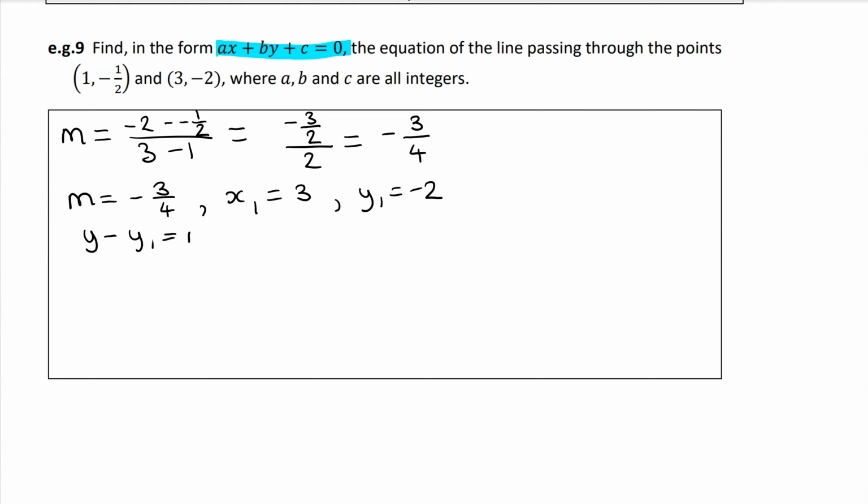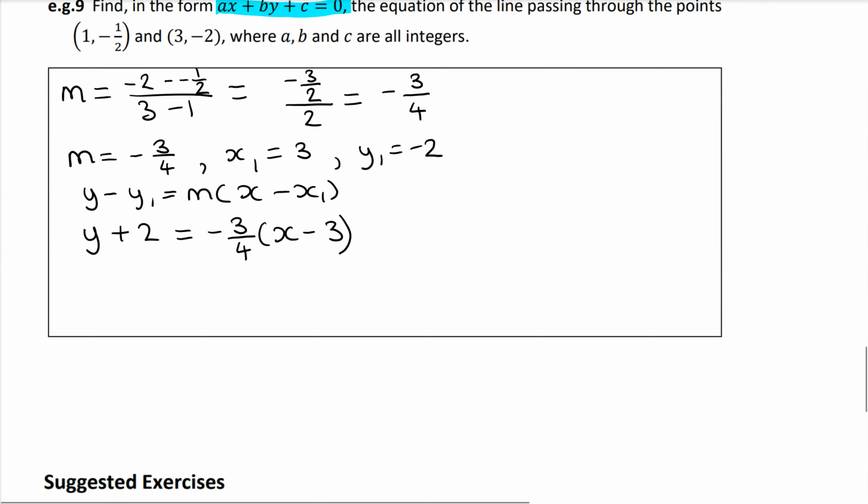And again, I'm just going to write down one more time the equation that I am using. Substitute your values in. So this will be y plus 2 on this left-hand side. Okay, it's y minus -2. Put in your gradient, which is -3 over 4. And put in your x1 there as well. I'm going to multiply now both sides by 4. And then I'm going to multiply this bracket out to give me the following.